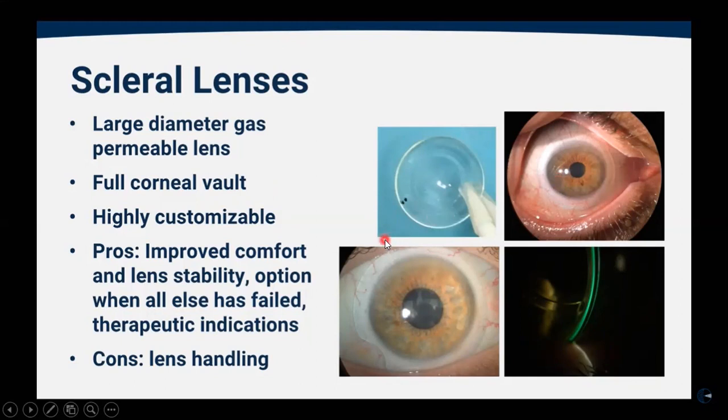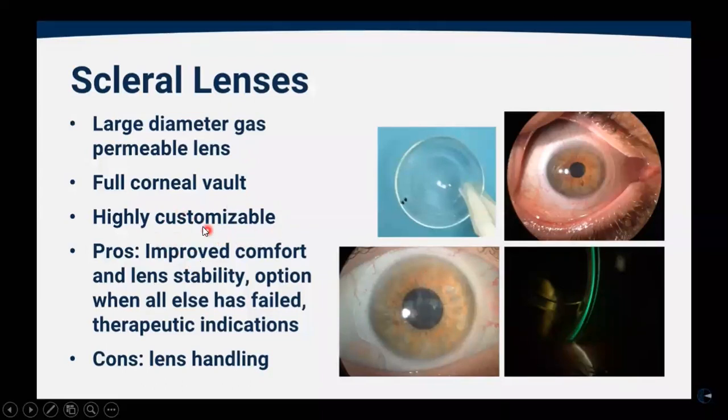And this is one of the big advantages with the scleral lenses. Since it is not touching the cornea, there is very little chance of corneal irritation. So the patient would be very comfortable with the scleral lenses. And also there will be fewer chances of any kind of negative mechanical effect on the cornea because of the contact lenses. And it is very highly customizable.